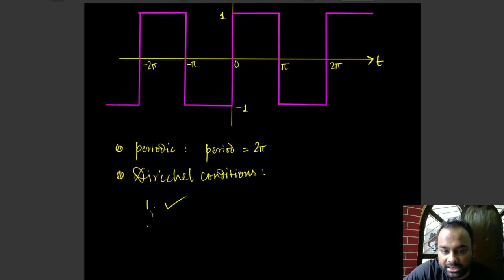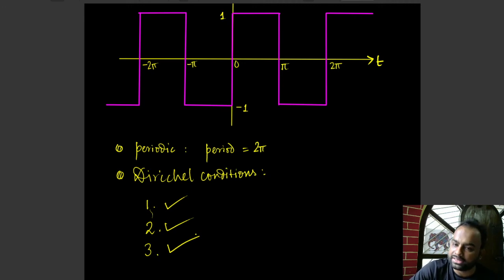So what about Dirichlet condition 2? Dirichlet condition 2 says that it can only have a finite number of maxima or minima, a finite number of extrema. As you can see, it only has a finite number of extrema. You can always count the number of maxima and minima. So again, that condition is satisfied. Again, if you have any question, please ask me. And the signal is bounded, it is not going to infinity. So all three Dirichlet conditions are satisfied.